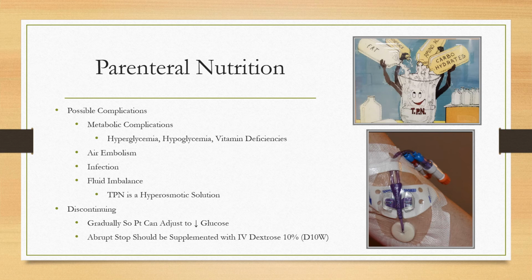Infection can definitely occur because there's glucose and nutrients in the TPN. Okay, so it's a good place for bacteria to potentially grow. So we're assessing the central line insertion site for any redness, discharge, or swelling, and changing the sterile dressing at the insertion site of the central line, which is typically done every 2 to 3 days.